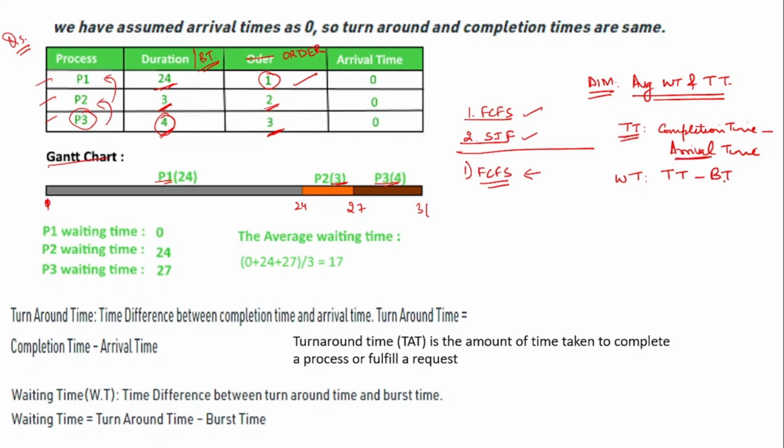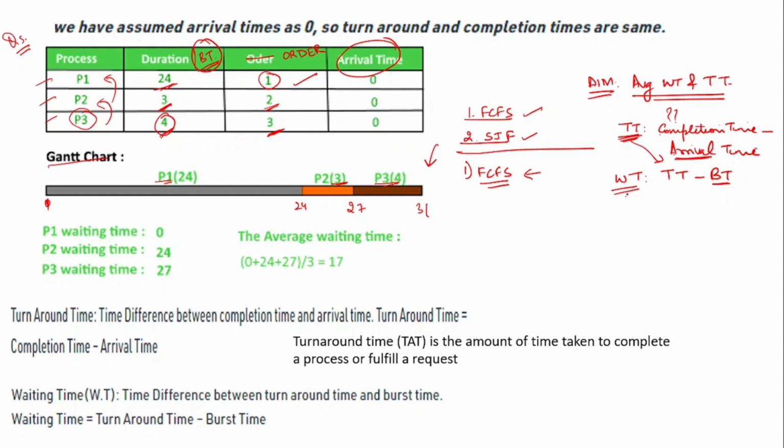Arrival time and burst time are already given to you in the question. They will always be given to you, like in this case. Completion time you will get from this Gantt chart. You have to draw the Gantt chart and find out the completion time, and when you get the completion time and arrival time, you find the turnaround time. This turnaround time is used to calculate the waiting time. So this is the entire sequence here. Now I will be calculating the turnaround time and waiting time of each and every process.